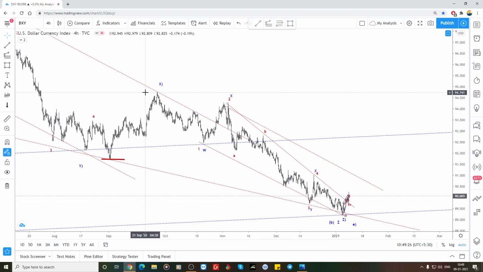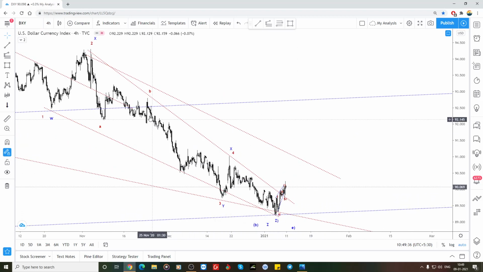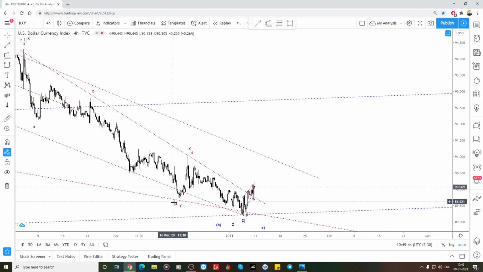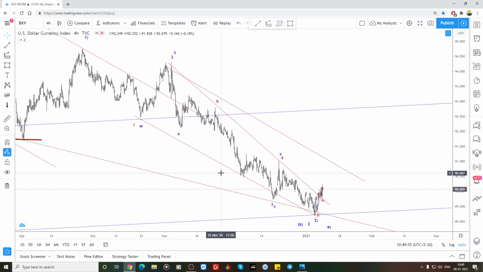So here this is B, C as a 1, A, B, C as a 2, A, B and C, W, X, Y is there. So this is extended. The third wave is always extended. That is why I have marked this as a third, and here A, B, C as a fourth, and here A, B and C as a fifth is completed in this zone.